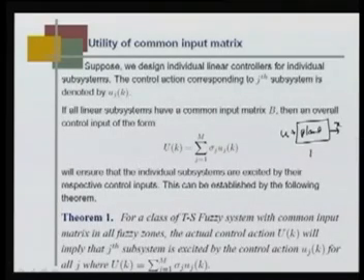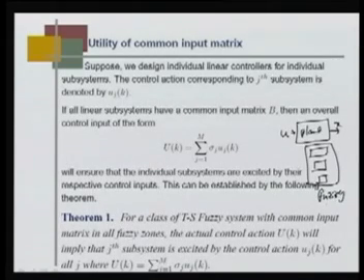Now, I have these are all the apparent subsystems, linear subsystems, and the fuzzy merging of these linear subsystems gives us the actual plant dynamics. So, controlling this u means I give to the plant only u.